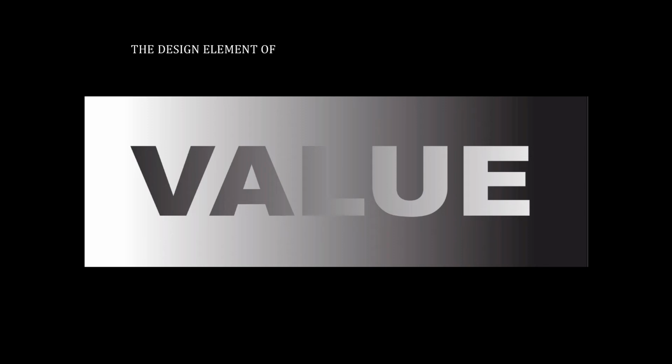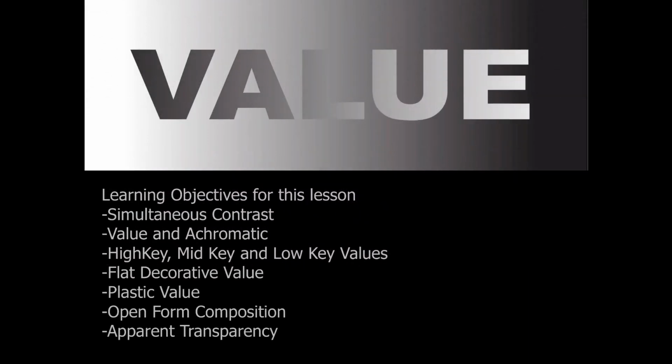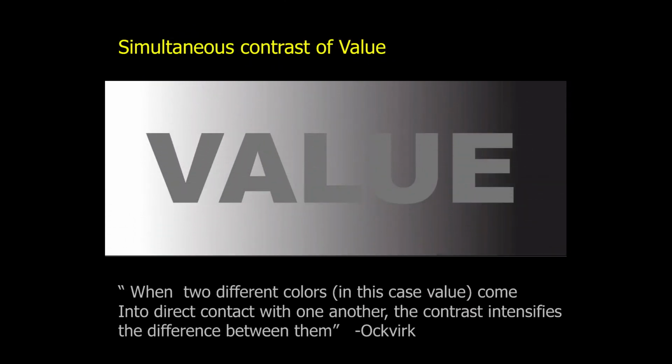Okay, this is a little mini lesson on value. These are going to be the learning objectives for this. I will have another mini lesson on value that goes into some more extensive uses of value. For this lesson, we want to learn about simultaneous contrast, value and achromatic value, high key, mid key, and low key values, flat decorative value, plastic value, open form composition, and apparent transparency.